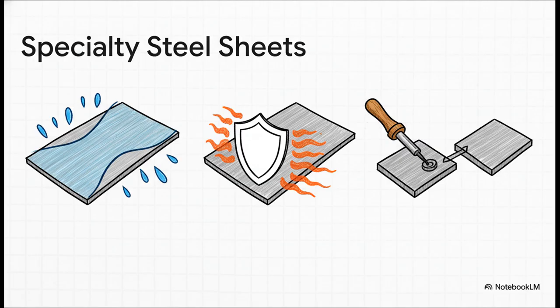Galvanized steel, for example, gets a zinc coating to fight off rust, making it perfect for anything used outdoors. Aluminized steel resists heat, which is why you'll find it in mufflers and ovens. And terne sheets are coated so they can be easily soldered for things like custom fuel tanks.